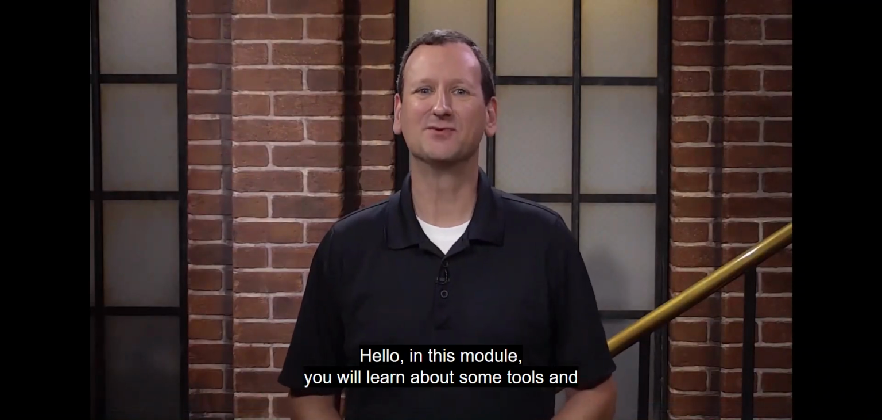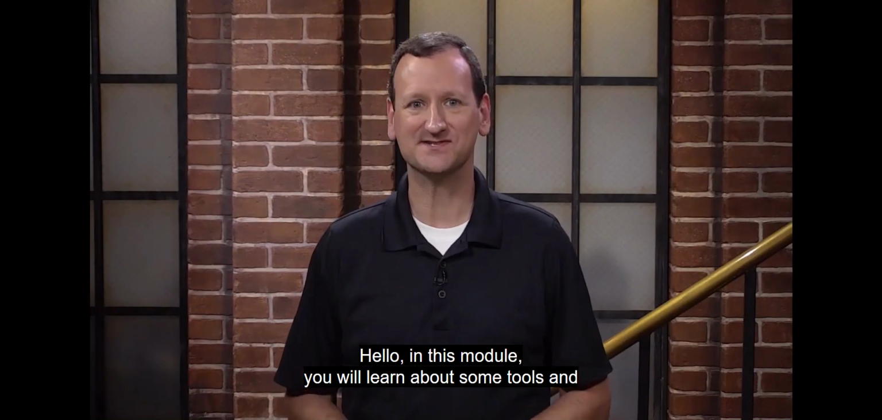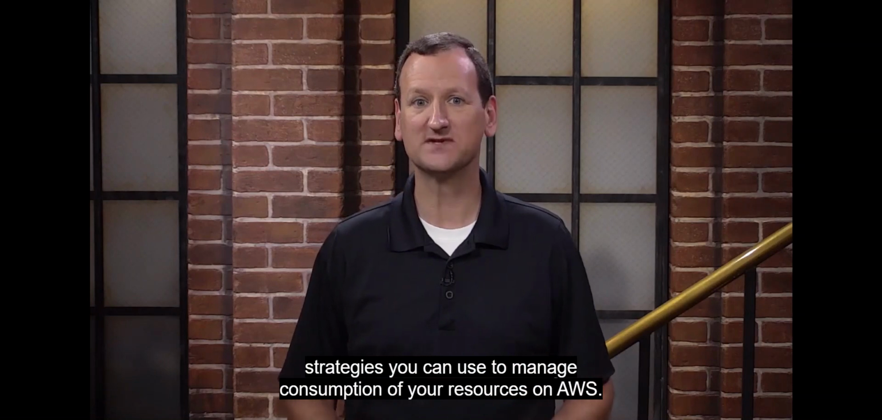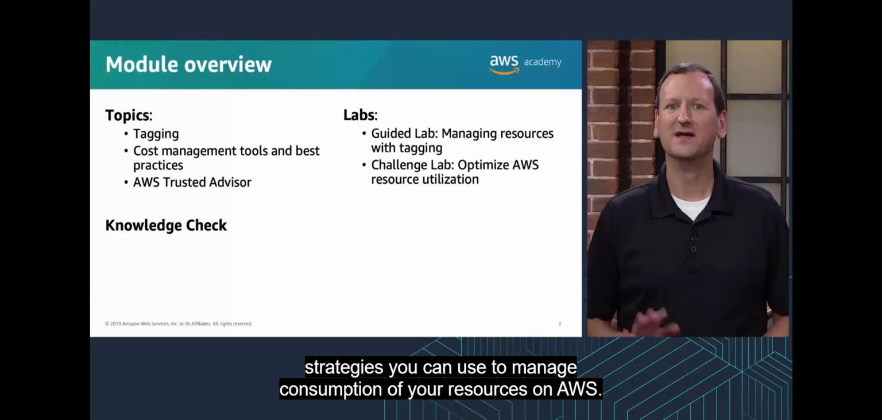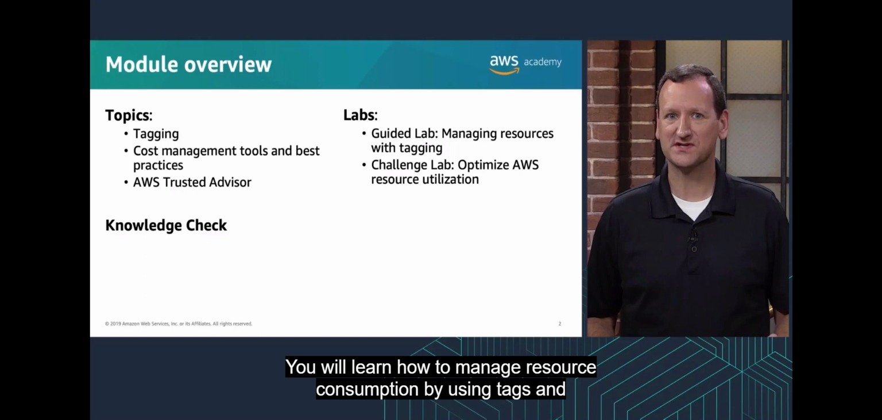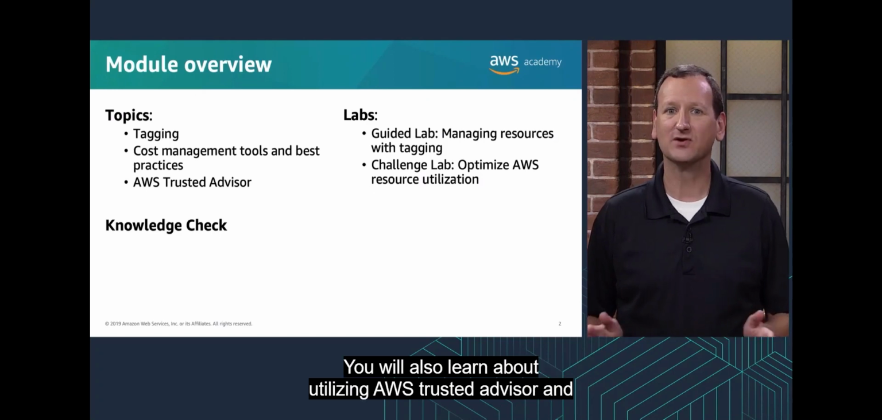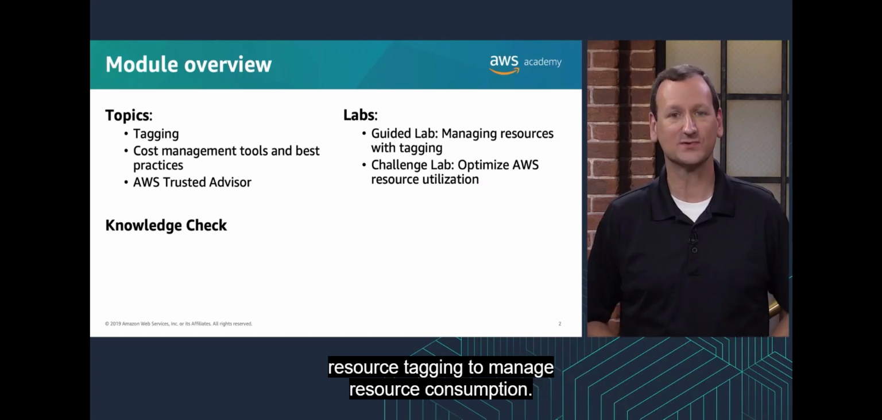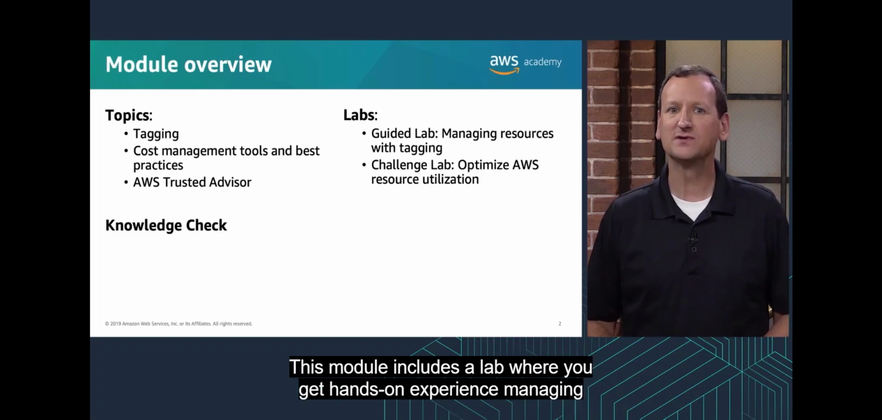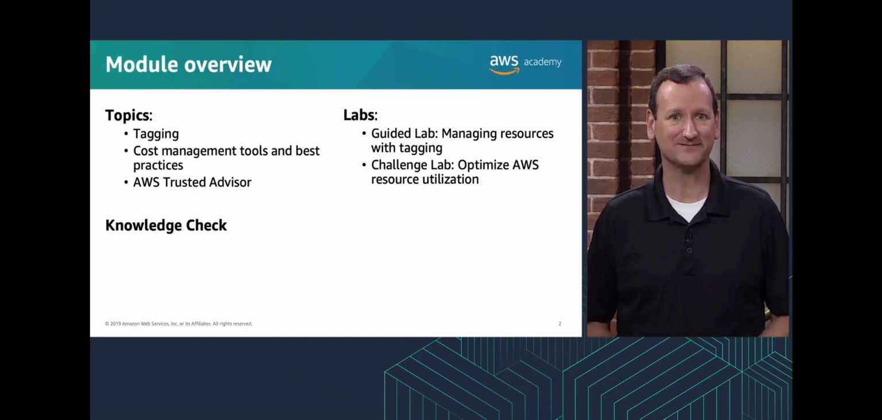Hello! In this module, you will learn about some tools and strategies you can use to manage consumption of your resources on AWS. You will learn how to manage resource consumption by using tags and various cost management tools and best practices. You will also learn about utilizing AWS Trusted Advisor and resource tagging to manage resource consumption. This module includes a lab where you get hands-on experience managing resources with tagging.